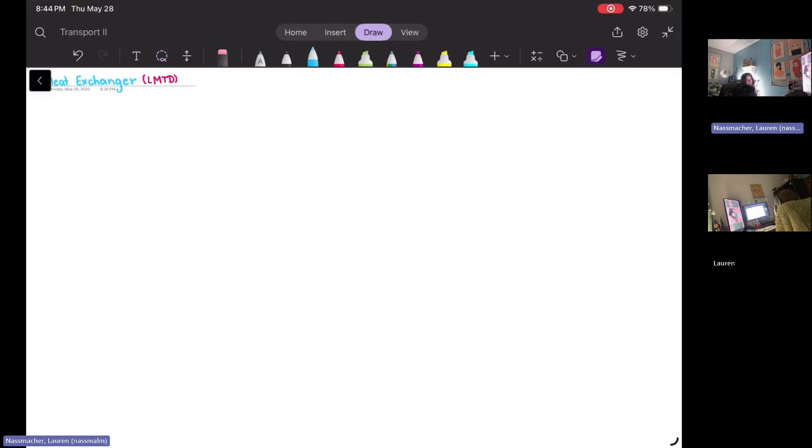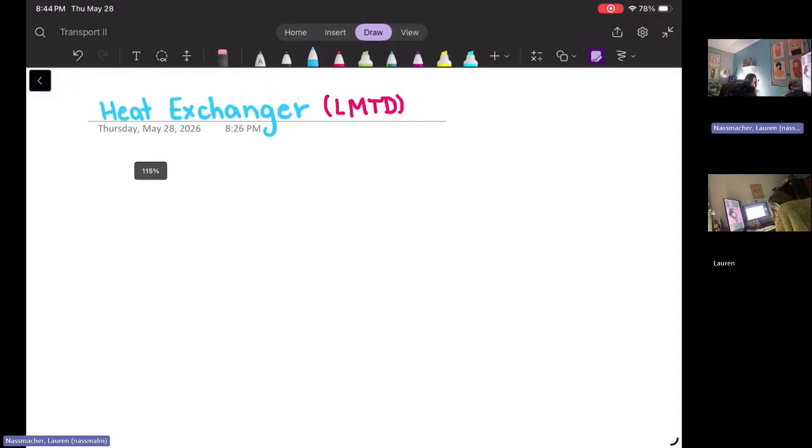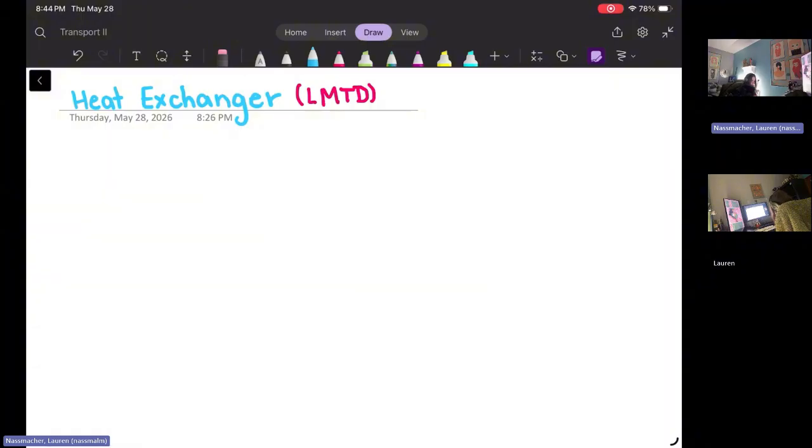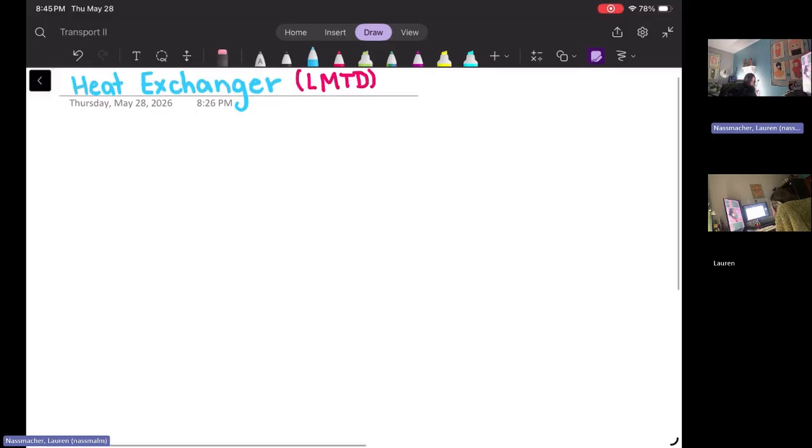Let us figure out the heat exchange rate for co-current and countercurrent heat exchangers in terms of LMTD, which is log mean temperature difference. It's obviously going to be a log and a mean and a temperature and a difference. So let's start by talking about heat exchangers. What do they look like? What do they do? They exchange heat between two medias.